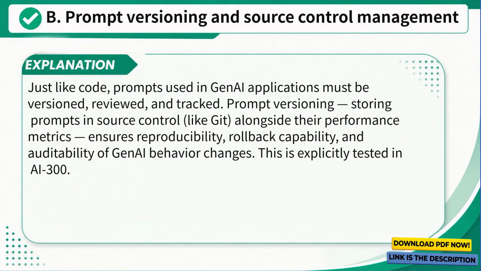Explanation. Just like code, prompts used in GenAI applications must be versioned, reviewed, and tracked. Prompt versioning, storing prompts in source control, like Git, alongside their performance metrics, ensures reproducibility, rollback capability, and auditability of GenAI behavior changes. This is explicitly tested in AI-300.